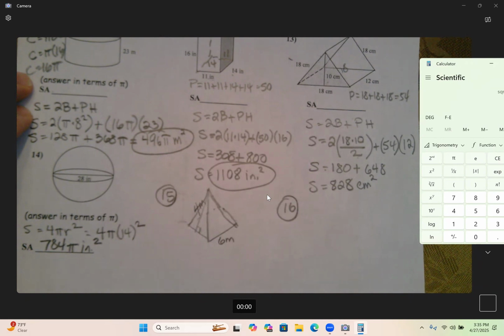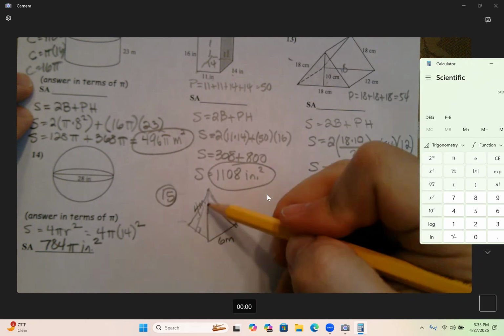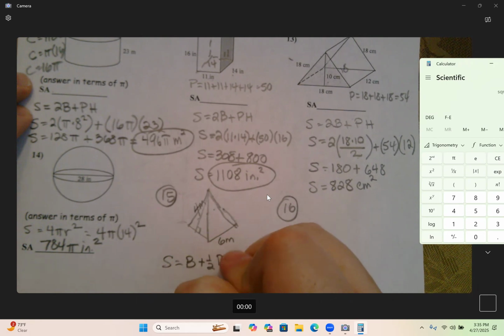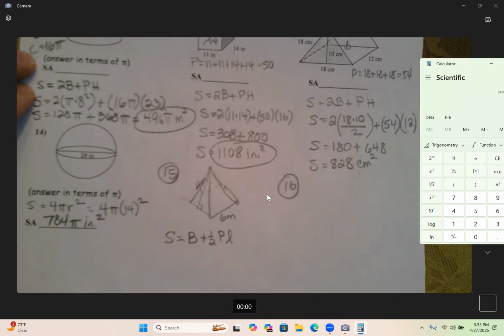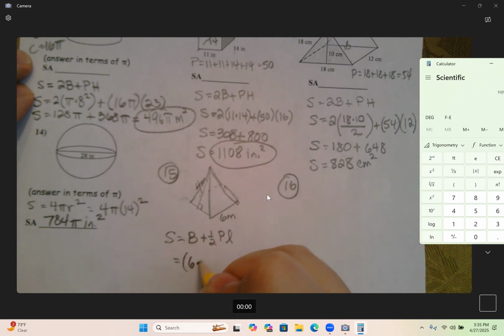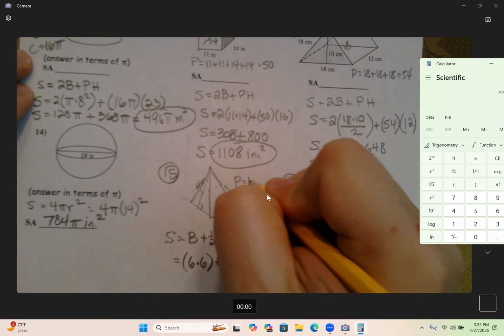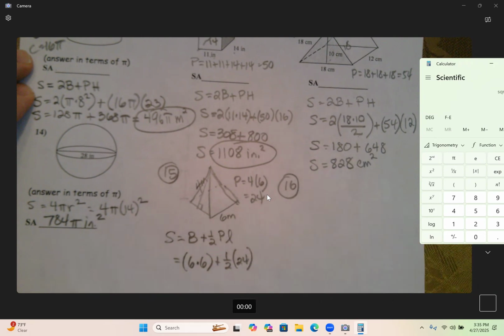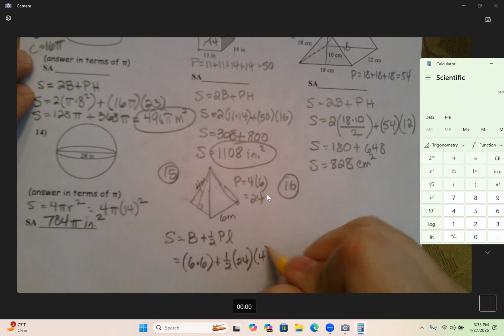This is the problem: a square pyramid with a base edge of 6 and a slant height of 4. So pyramids are a little different. The surface area of a pyramid is base area plus 1/2 perimeter of the base times the slant height. Base area is pretty easy, 6 times 6, plus 1/2 perimeter of the base. So the perimeter, we have 4 sides that are equal on a square, so the perimeter of the base is 24. And then the slant height is 4.